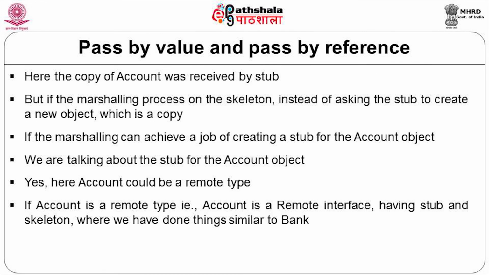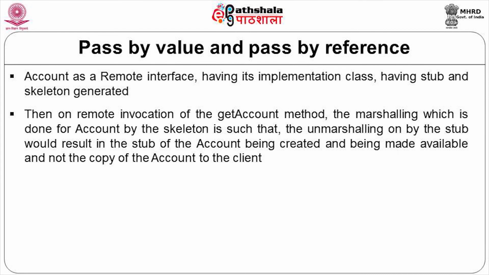But just imagine that the marshalling process which is happening here, instead of creating a new copy, can achieve the job of creating a stub for the account object. Oh, I'm talking about a stub for the account object? Yes. Here, account could be the remote type. If account is a remote type, that is, account is an interface where we've done identification, it's a remote interface having its own stub and skeleton, the way we have done things for the bank.